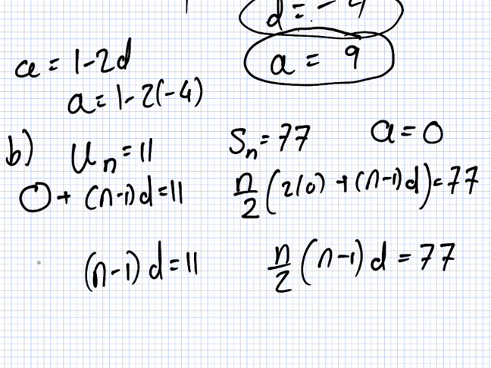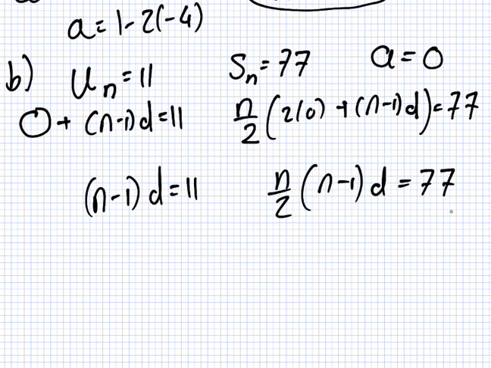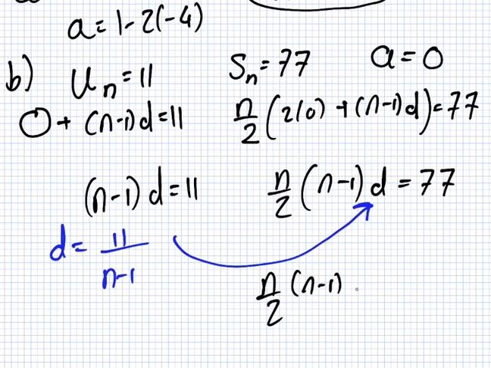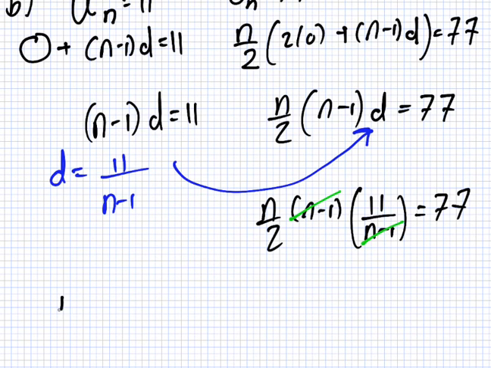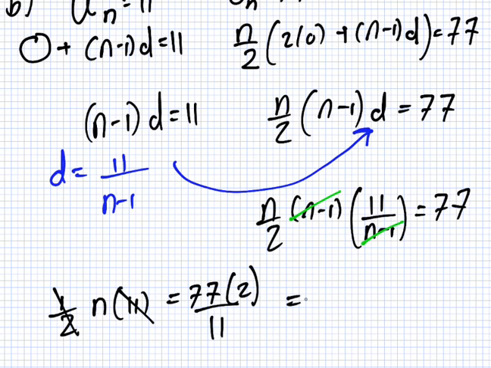What do you think would be the best way to solve these? I think substitution, but what should we substitute into what? Well, if I look here, I think I should say d equals 11 over n minus 1 and put that in there for d. So I'd get n over 2, n minus 1, 11 over n minus 1 equals 77. So the n minus 1's cancel, and I'm left with a half n times 11 equals 77. So I should bring my half to here to make 2. I should bring my 11 down here, and I'll end up with n is 14.